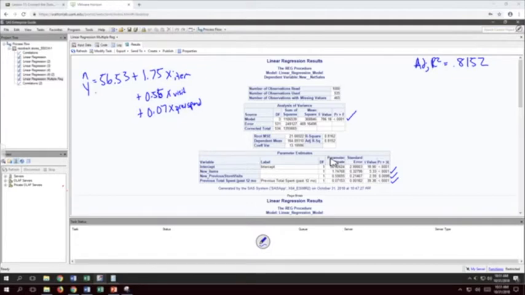Okay. So we have an equation. What else do we need to do? We're explaining a lot of the variability. So we're feeling pretty good here. Do you like this model? Is there anything else you want to try? We're trying to find a best model. You like this one?